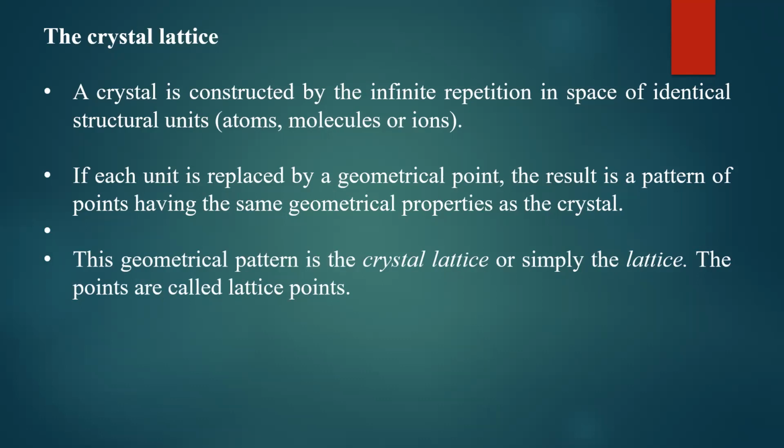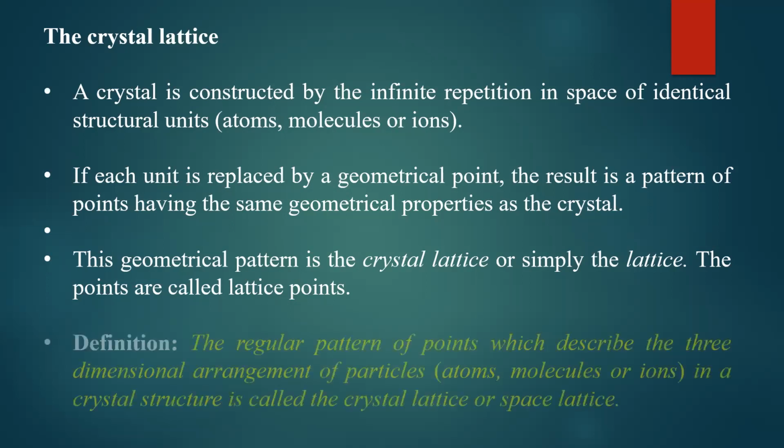Bases means the structural units. Structural units are called bases. That means if you put bases on the lattice points, that will create the crystal. So crystal lattice plus basis gives you the crystal. The crystal lattice is an imaginary group of geometrical points that will have the properties of the crystal, with respect to symmetry and with respect to its structure.